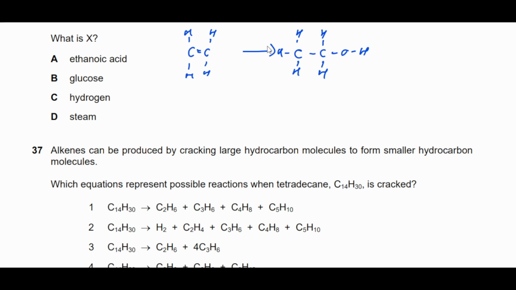So what has 2 hydrogen and 1 oxygen? Water has 2 hydrogen and 1 oxygen. So therefore, what is X? X is steam. Okay, it's water. So you need to add water to break the double bond. You add the OH and the H on this side.